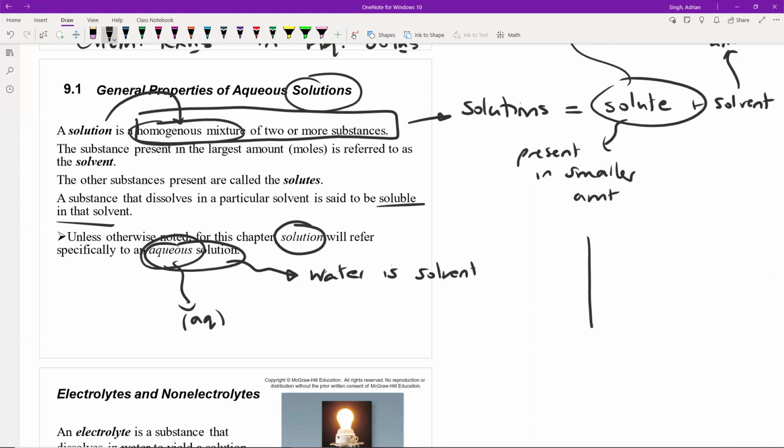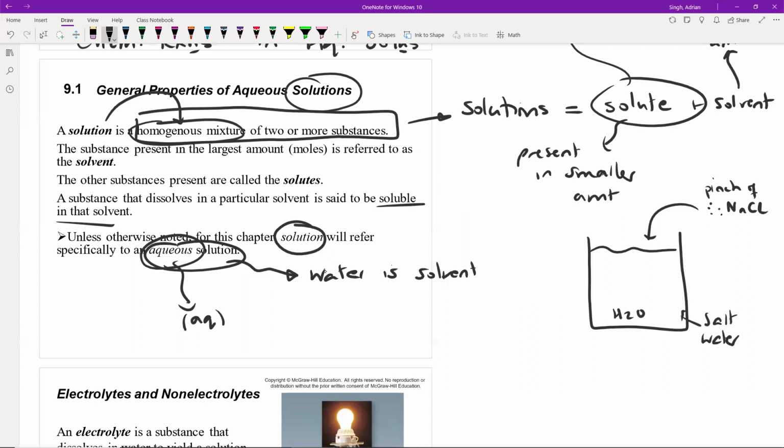As a very simple example, if I have a container and I have some water in it, some H2O, and I add a pinch of salt, a pinch of NaCl, what I've just made is a salt water solution. The solution itself has a couple components. The solute here, the thing present in smaller amount, is the salt, sodium chloride. Obviously, the solvent is the H2O, the water, and together they make our salt water solution, right?